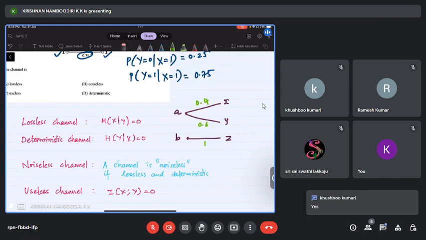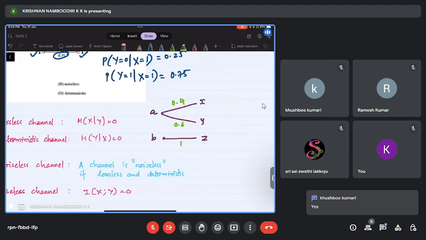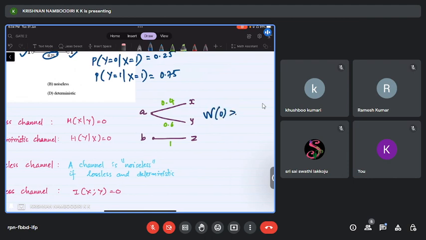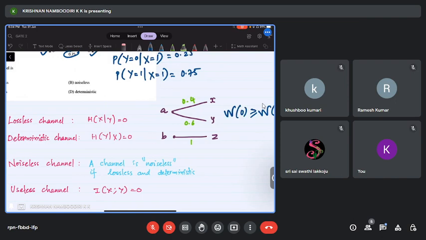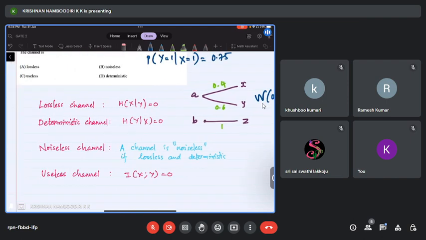So in this case, when the channel is lossless, you have to observe that the number of output symbols will be greater than or equal to the number of input symbols. Here there are two input possibilities and three output possibilities, right? So the number of outputs will be greater than or equal to the number of inputs when the channel is lossless. Okay, now come to deterministic.